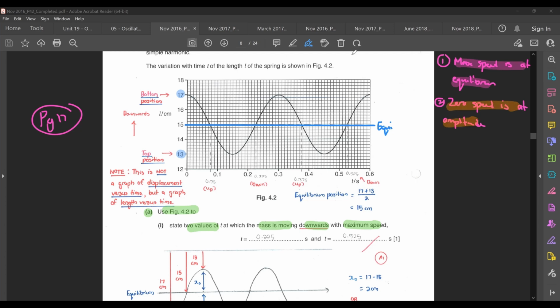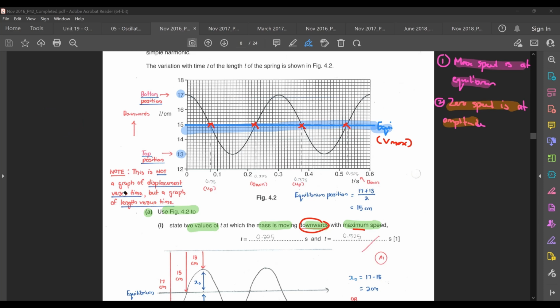Okay, so this point here being our equilibrium, or rather this line here being our equilibrium, we would know that our speed is always going to be Vmax here. But the question specifically wants the part where you have maximum speed downwards. So how are we going to know which of this is actually going to be maximum speed downwards? Because you could have either this point, this point, this point, or this point. All of these are considered to be maximum speed. But how do I know which one is actually maximum speed downwards?